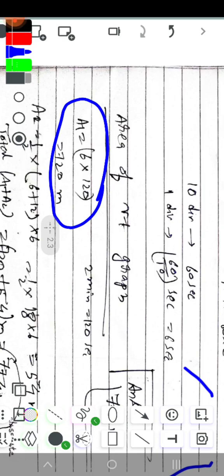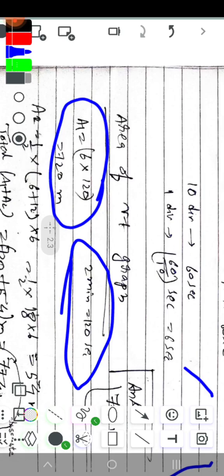6 into 120. Why 120? Because time is 2 minutes, and 2 minutes is 120 seconds. So the area will give you 6 into 120, 720 meters. For the first 2 minutes, the car was at a constant velocity of 6 meters per second. Its velocity was constant, that means acceleration is 0. With that velocity, how much distance has the car gone? 720 meters.